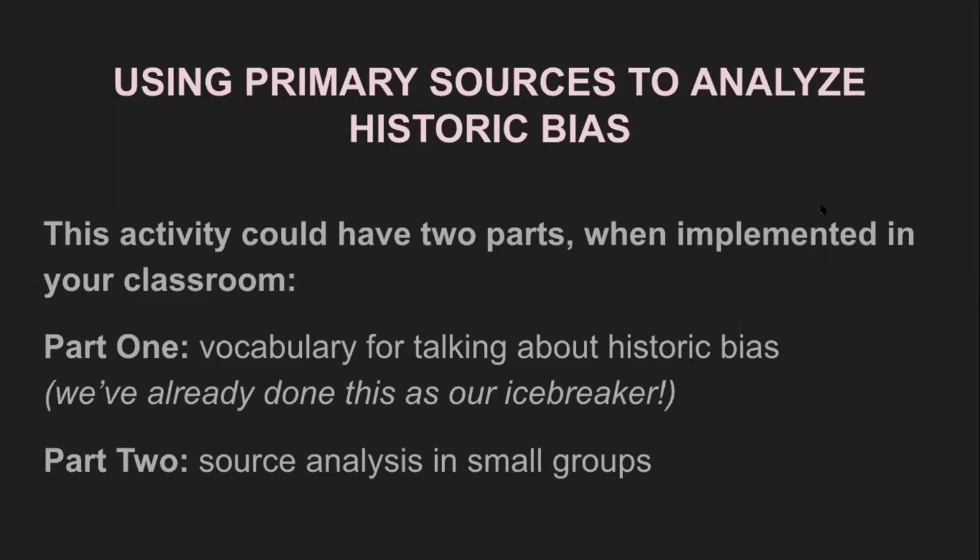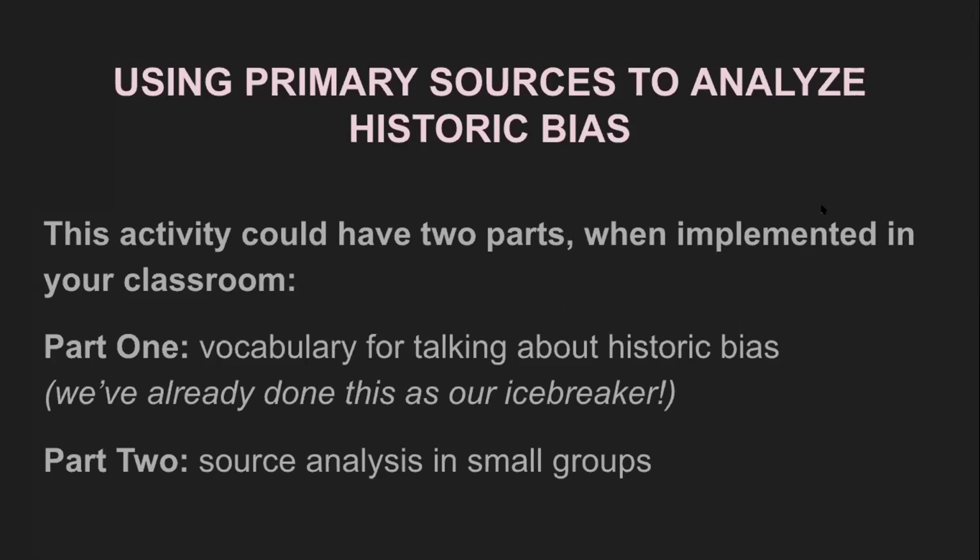And so we're going to work through an activity that we have put together on using primary sources to analyze historic bias. We'll share a lesson plan for this later. If it hasn't already been shared in the chat, we'll share it at the end. This is something that we would usually do in 2 parts, and we already did 1 part. We found that it's really important to ground this in a conversation about the vocabulary that we use, and so that's why we did that icebreaker at the beginning.